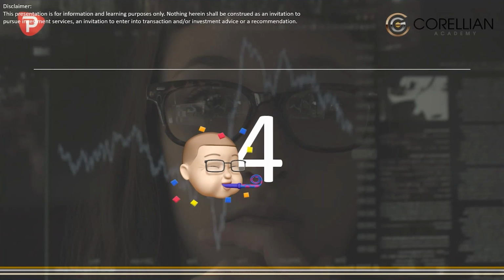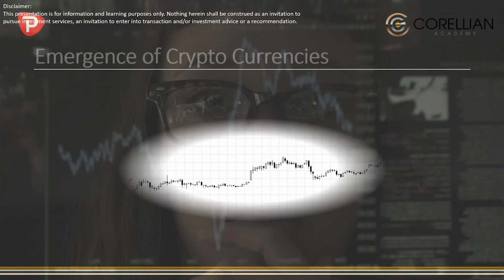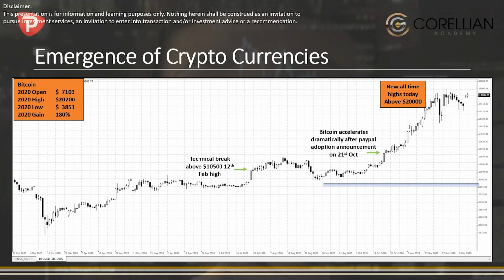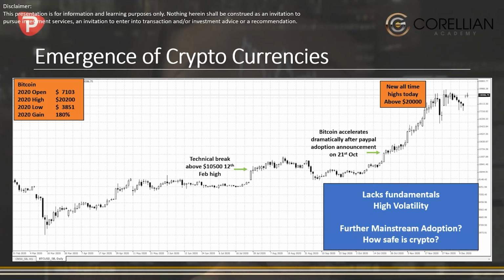Let's have a look at number 4. Number 4, I think I'm looking at the emergence of cryptocurrencies here, and it's quite timely as we burst through 20,000 today. You know, it's taken off. So what can you say about Bitcoin and cryptos? I got a good question. I'm struggling to understand why they go up.